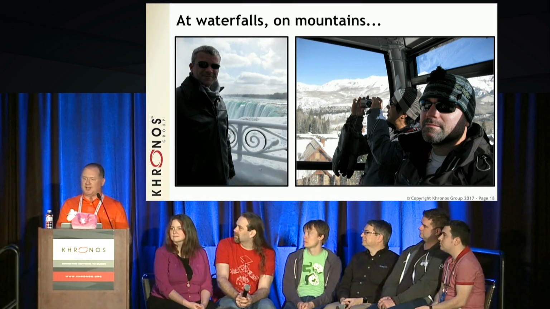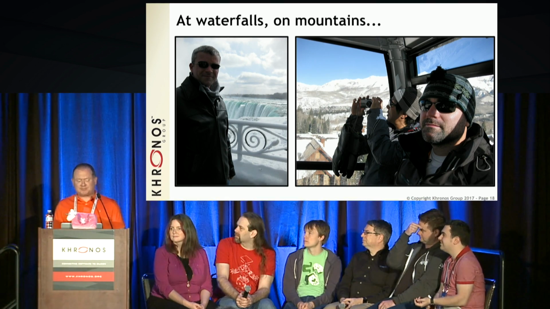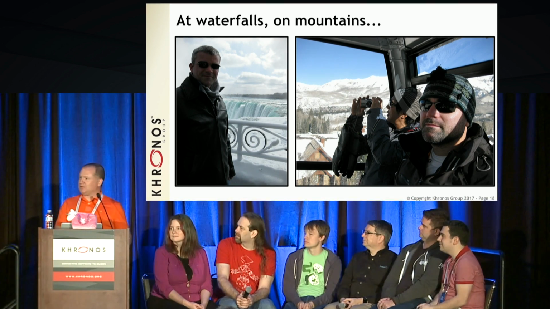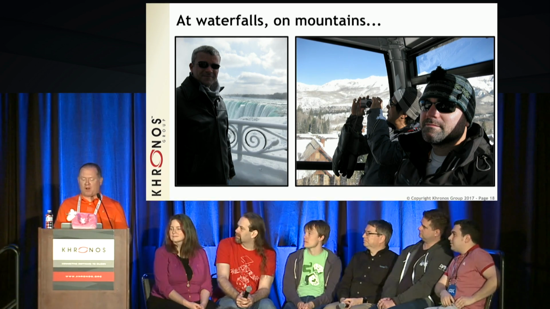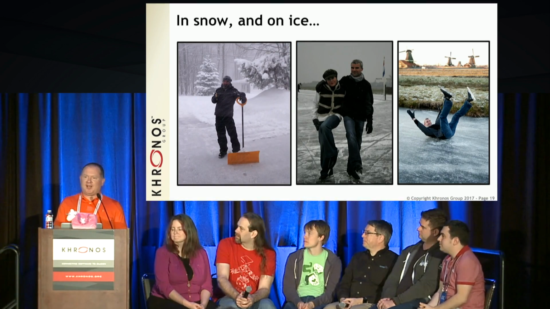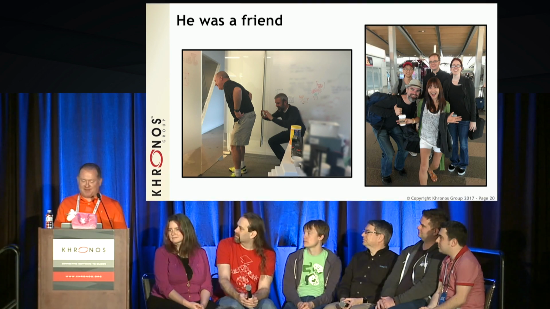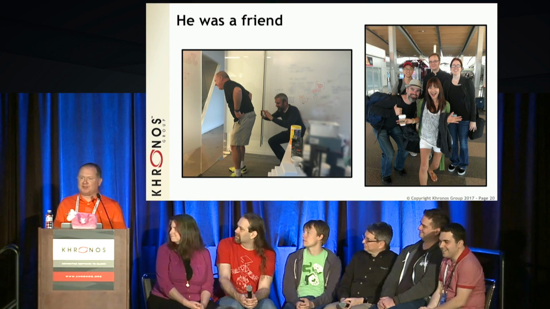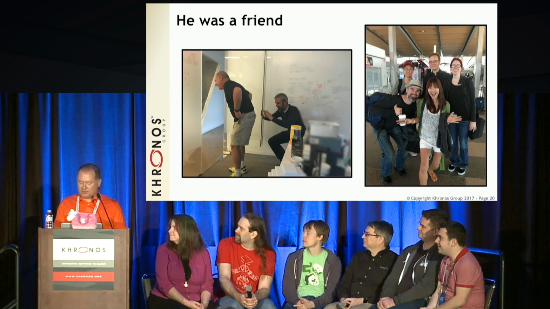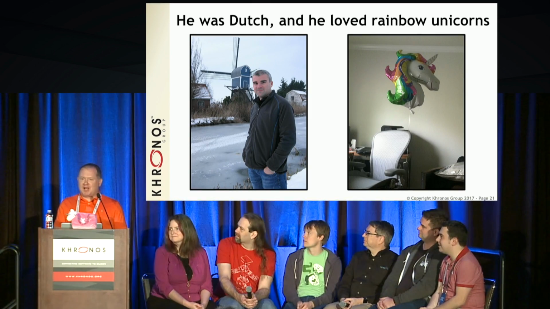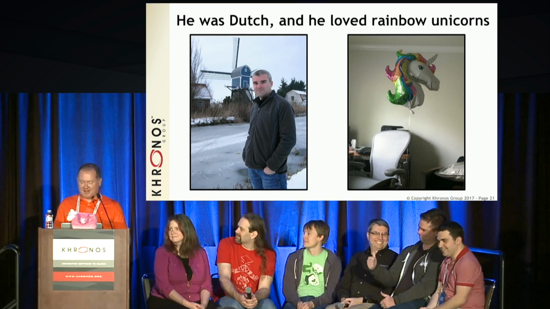So he liked to do things on boats. He had a boathouse in Canada. He vacationed at waterfalls and on mountains. He was in the snow and the ice a fair amount. He was a friend of mine, and for a small group of people, a really, really close friend. He was Dutch, and we never let him forget that, and hence the orange from me today. And he loved rainbow unicorns, which is why Sparkle is up here as my prop. Thanks to Nick for bringing that.